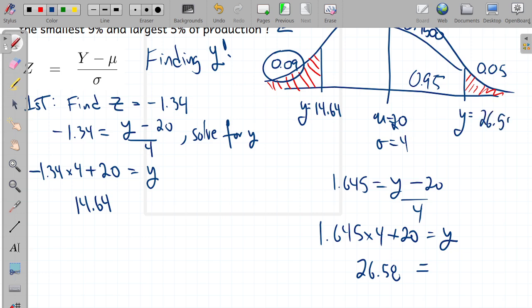So 26.58 is the value, the size that delineates the upper 5%, and 14.64 is the size that delineates the lower 9%. You're going to get a question like that on your exam, certainly on your homework too, and that's how you do them. So this is just the first of several of our lectures now that will deal with probability. This is specifically using the standard normal curve, the normal distribution curve, and the Z formula to compute probability.